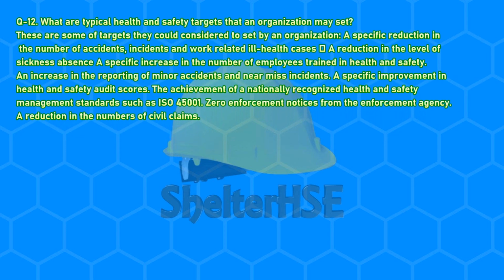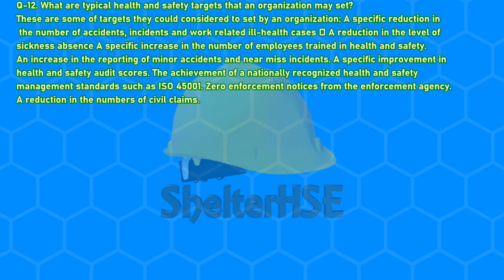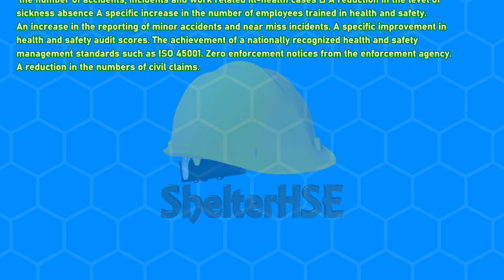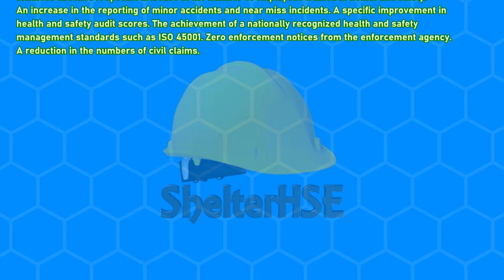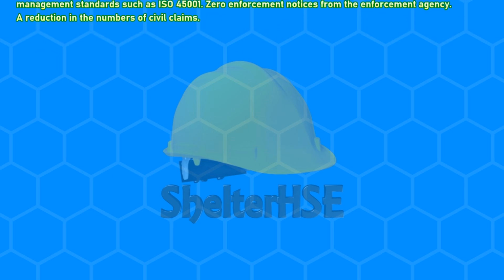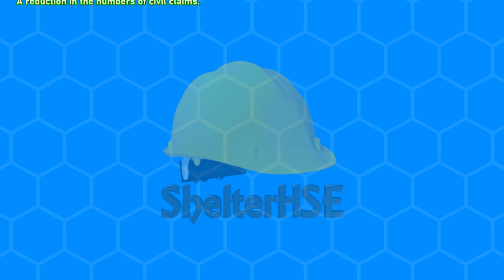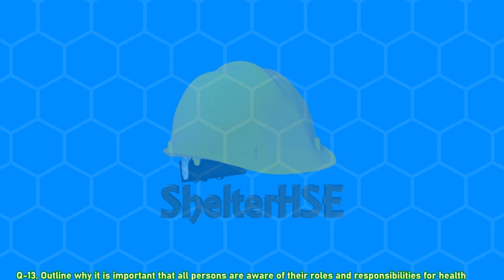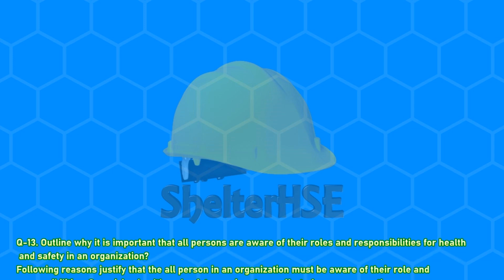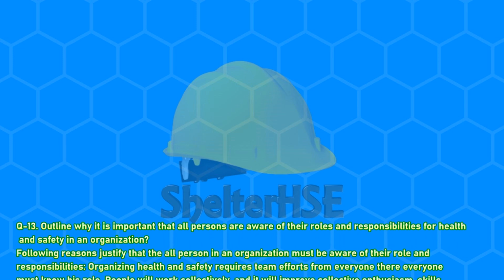A specific improvement in health and safety audit scores. The achievement of a nationally recognized health and safety management standard such as ISO 45001. Zero enforcement notices from the enforcement agency. A reduction in the number of civil claims. Question 13. Outline why it is important that all persons are aware of their roles and responsibilities for health and safety in an organization.